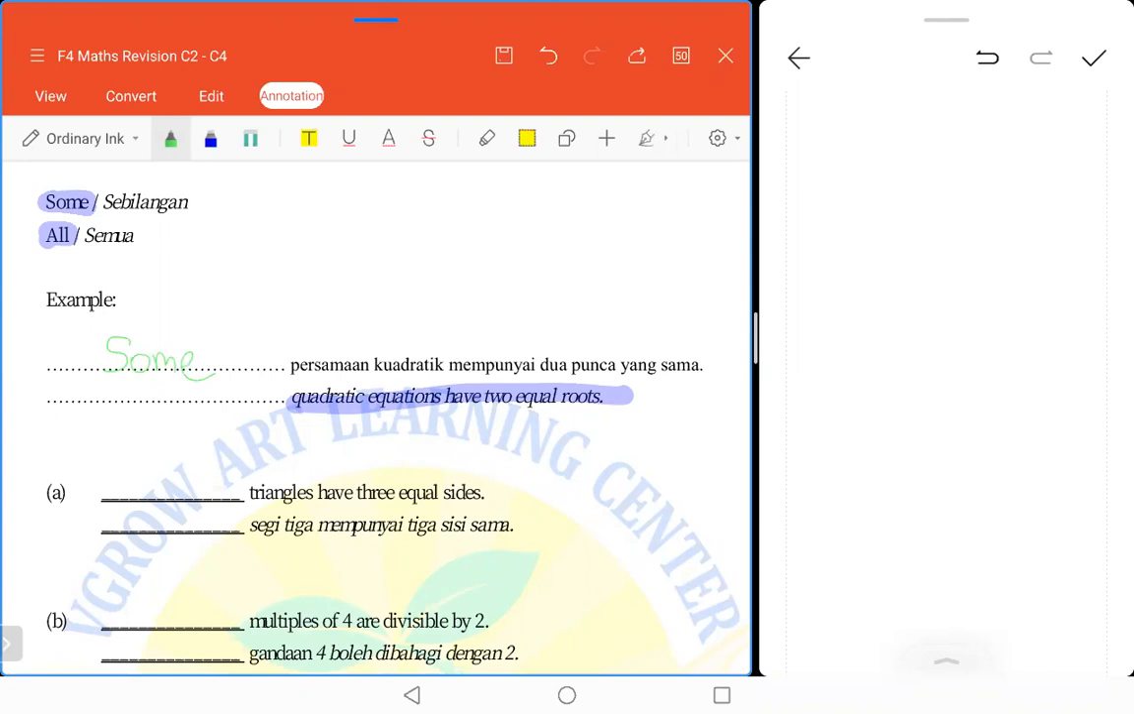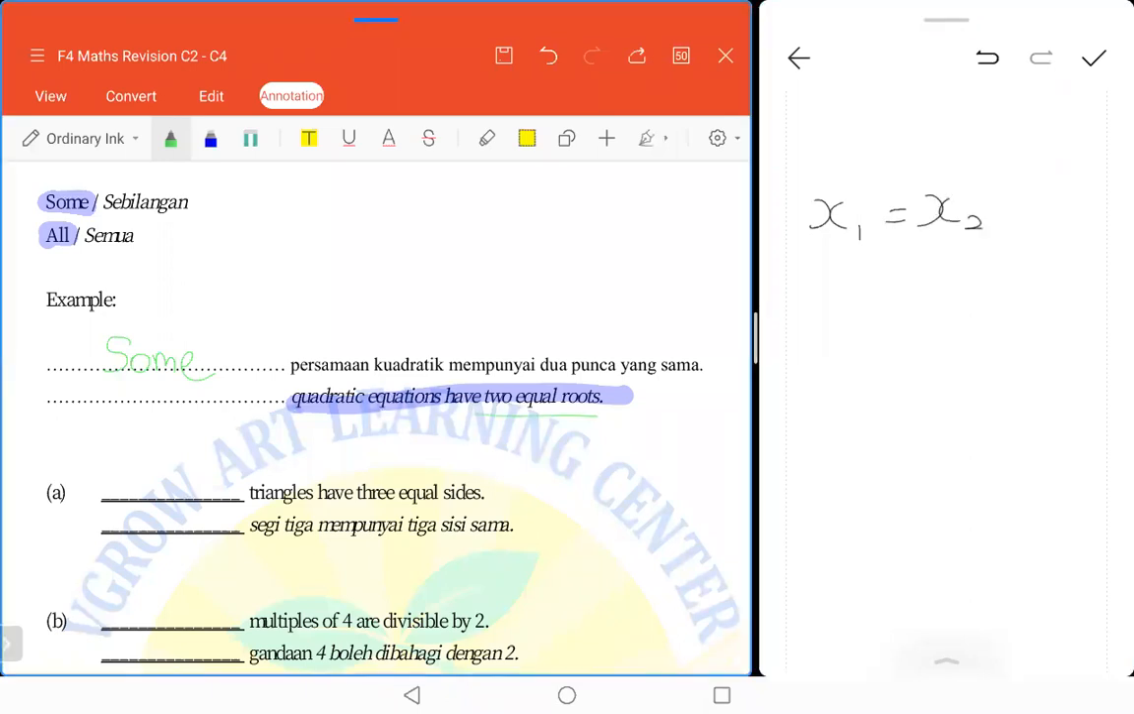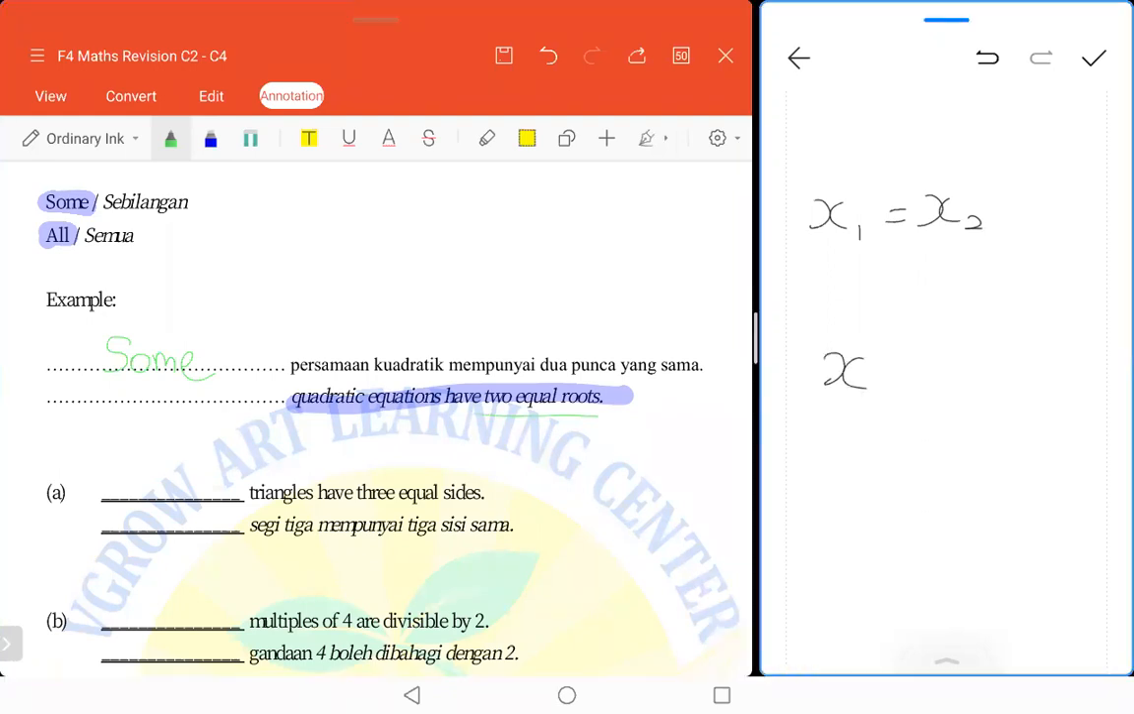Two equal roots means what? The two roots are the same value. Yeah, it means the answer for x is the same, x1 equal to x2. Yep, two equal roots. Some quadratic equations have two equal roots. Some have two different roots.